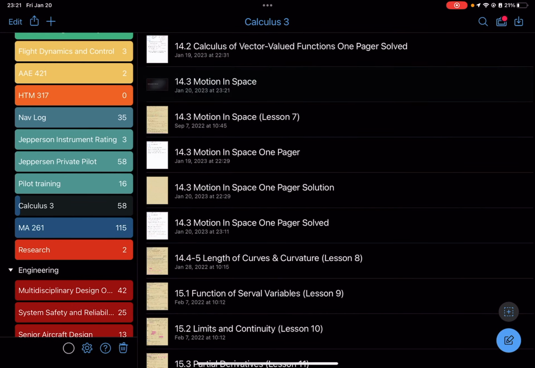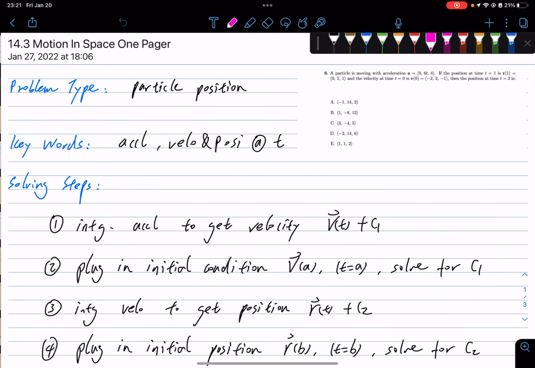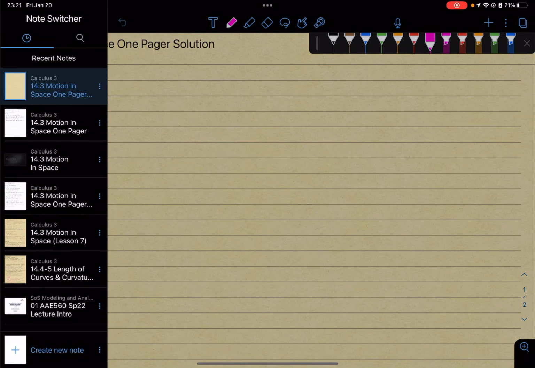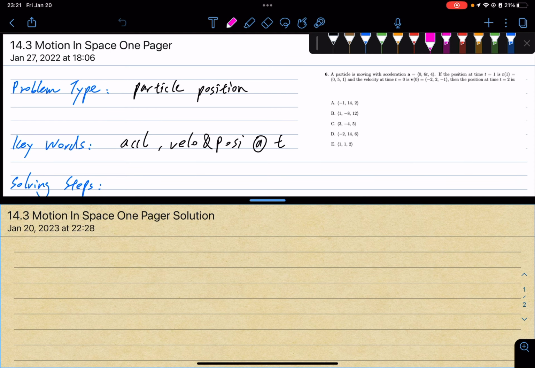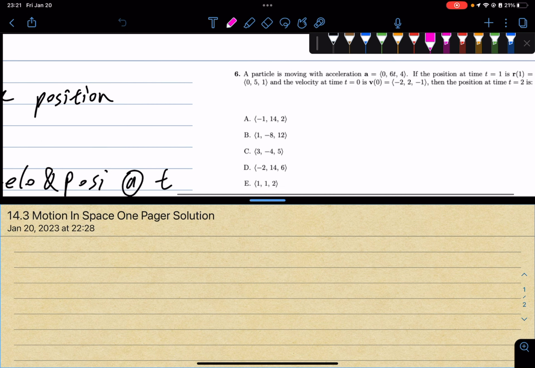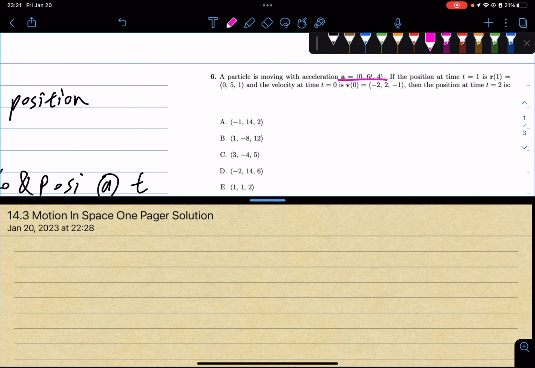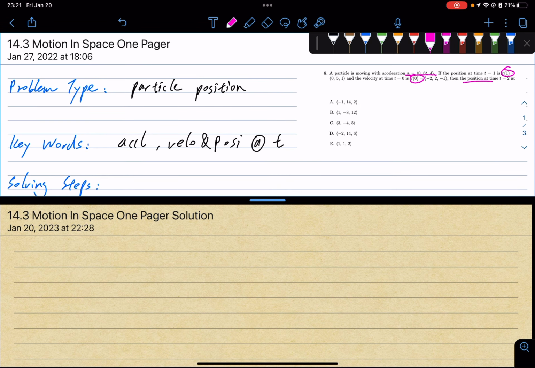To solve this problem, let's go ahead and pull up my one pager. I hope you're familiar with my approach these days. As we discussed, these are the giveaways in the problem: we have an acceleration, we are given some initial conditions, and then we want to find the position. Particle position problems and acceleration, velocity, position vectors at t.